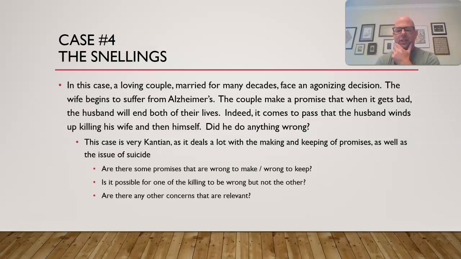It's a very Kantian case because there's a promise, and so Kant would sort of say, well, you can't make a lying promise. So if the husband had promised his wife, yes, I will end your life, knowing full well he wasn't going to do it, that seems troubling. But it seems like the promise was sincere. After all, it was kept.